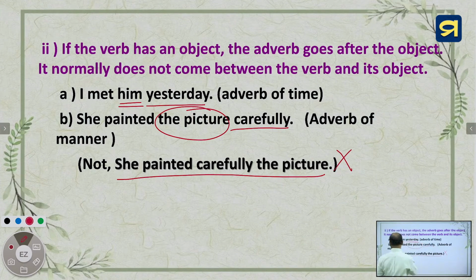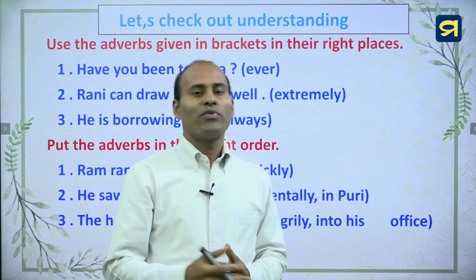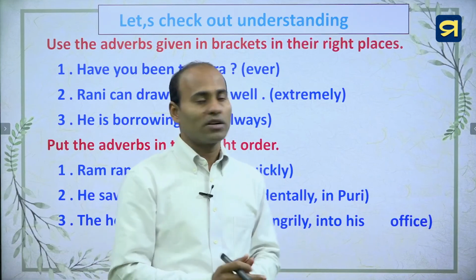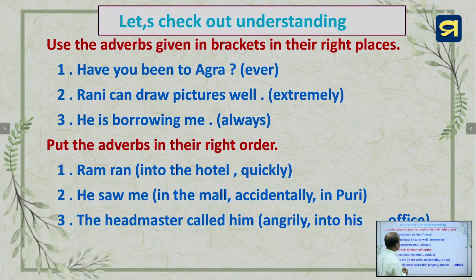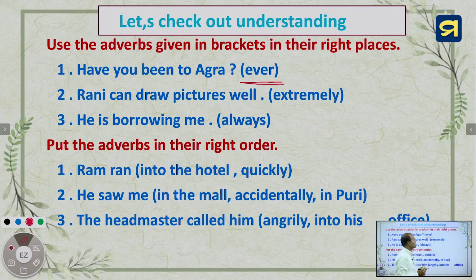Okay, my dear students. So let's check our understanding. How far have we understood the topic, what we have discussed today? So use the adverbs given in brackets in the right places. Have you been to Agra? And you have been given ever. You have to use it in its right place. Can you say? Correct. Have you ever been to Agra?